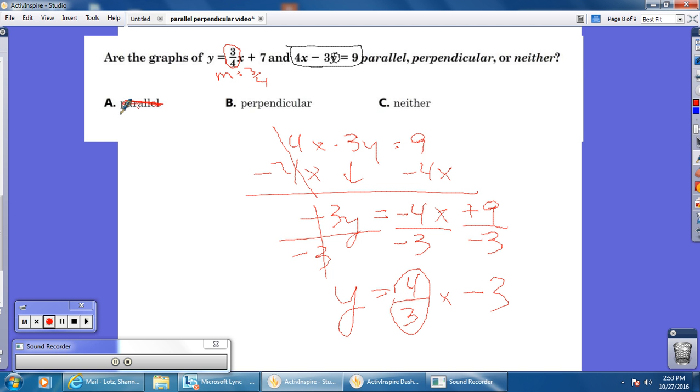So it's not parallel, it's not the same. Is it perpendicular? Let's check. Let's do step 1. We flip it and change the sign. This is positive, this is negative. Uh-oh. Nope, it's not perpendicular, so it's neither.